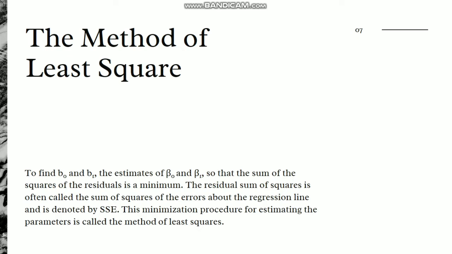So we come to the method of least squares. To find b0 and b1, the estimates of beta 0 and beta 1, so that the sum of the squares of the residuals is a minimum. The residual sum of squares is often called the sum of squares of the errors about the regression line and is denoted by SSE. This minimization procedure for estimating the parameters is called the method of least squares.